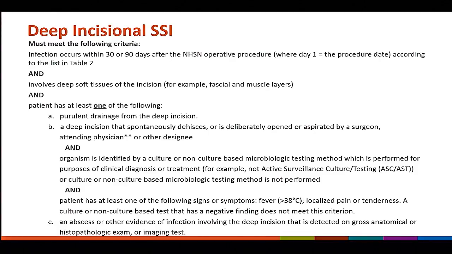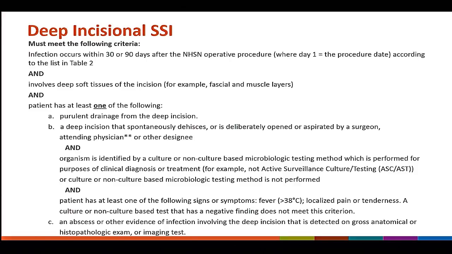A deep incision that spontaneously dehisces or is deliberately opened or aspirated by the surgeon, physician, or other designee. A culture is collected from the deep tissue, or no culture is collected. And the patient has to have at least one sign or symptom, such as fever, localized pain, or tenderness. If they do culture the deep tissue and it's negative, automatically you cannot meet criterion B. Finally, criterion C is an abscess or other evidence of infection involving the deep incision that is detected on gross anatomical or histopathologic exam or imaging test. But I wanted to hone in on criterion B.